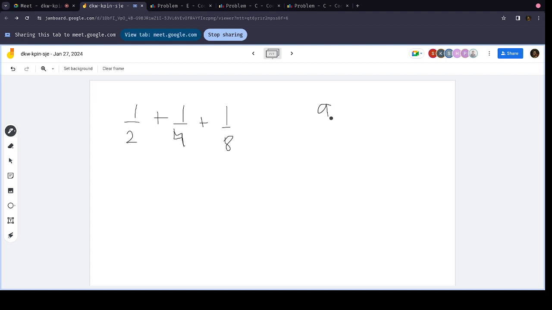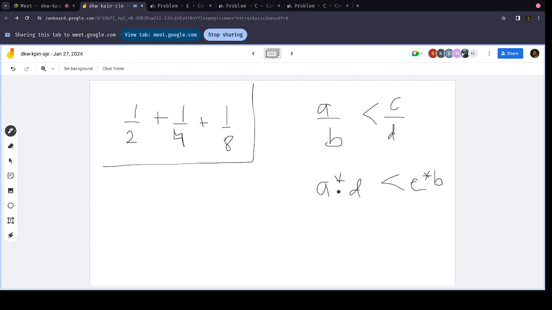So if you have to compare something like a by b is less than c by d, don't use fractional comparison, right? Don't do it like this, a by b less than c by d. It might not be accurate because float is never stored accurately. Instead, do something like a into d is less than c into b.